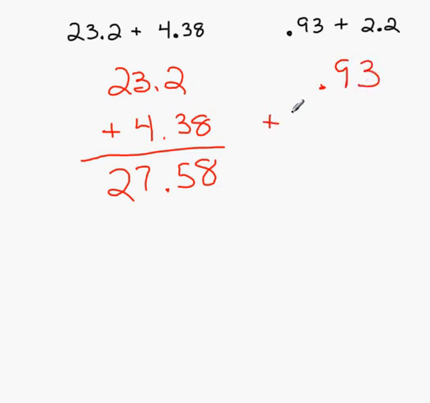3 plus 0 is 3. 9 plus 2 is 11, so we got to carry a 1. Bring our decimal point down. 3.13 is what you should have come up with.